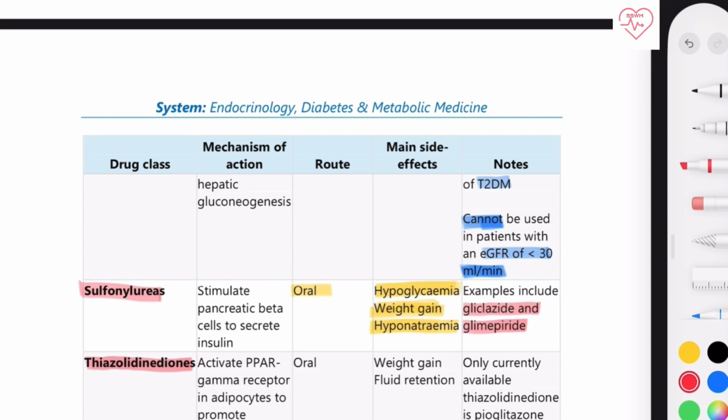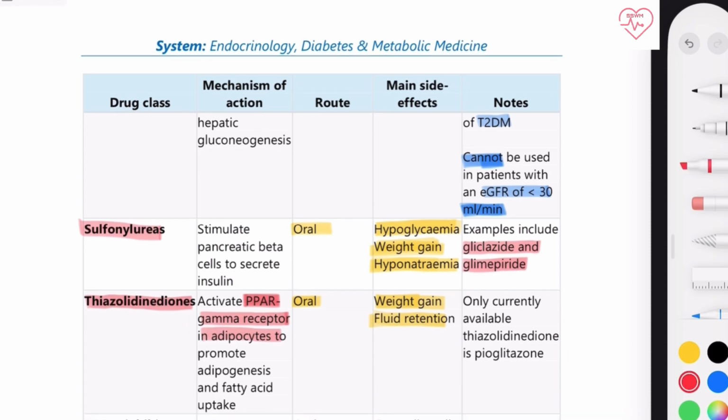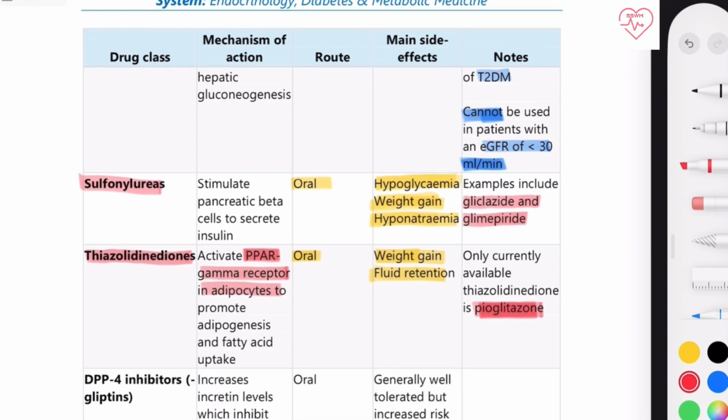Then there is thiazolidinediones. Okay, so they activate the PPAR gamma receptor in adipocytes to promote adipogenesis and fatty acid uptake. The route is oral, and this will also cause weight gain and fluid retention. The only one currently available is pioglitazone, thiazolidinedione. So now what is available is pioglitazone.